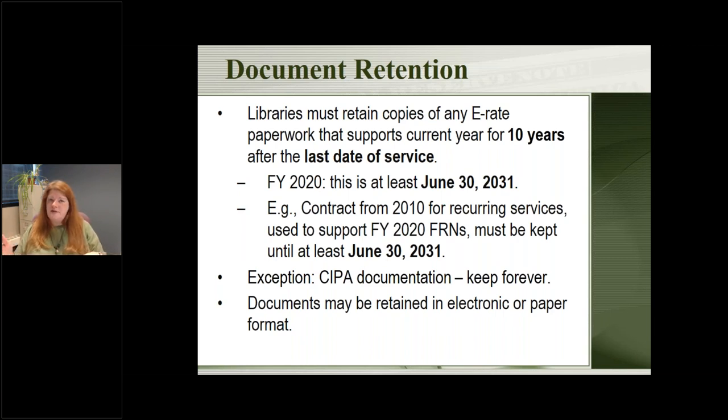If you have a recurring contract, so you signed up with a service provider 8 years ago, and you have just an ongoing contract, you don't have to re-sign something every year, you will have to keep that as well. Even if you signed the contract, as this example says, in 2010, you're still getting the services in 2020 based on that contract that you first signed up with in 2010, you've got to keep those until the 2031 date as well. So certain things may have happened before 2020, but they affect 2020. You have to keep it through 2020's deadline, which is the 2031 date.